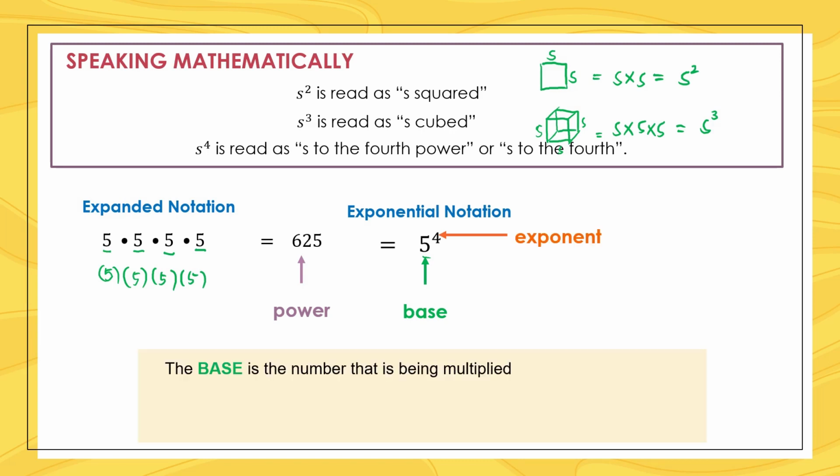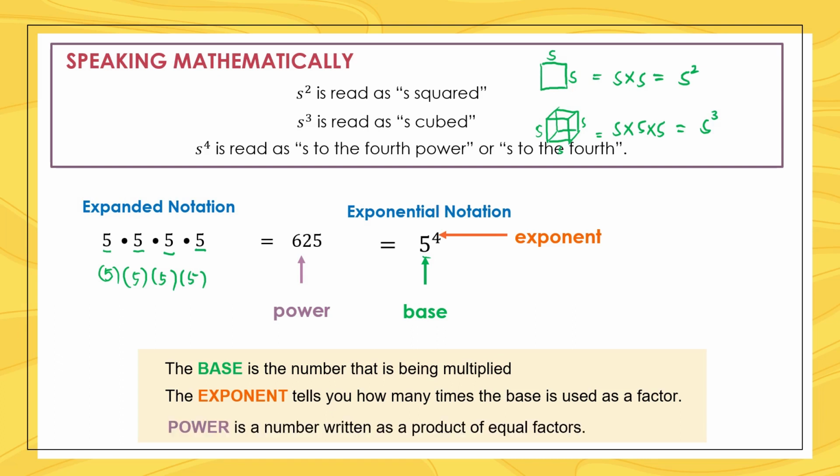With this example, we have the definition that the base is the number that is being multiplied. Take note of it. The exponent tells you how many times the base is used as a factor, or how many times the base is multiplied to itself. Next, power is a number written as a product of equal factors. So, power, product.